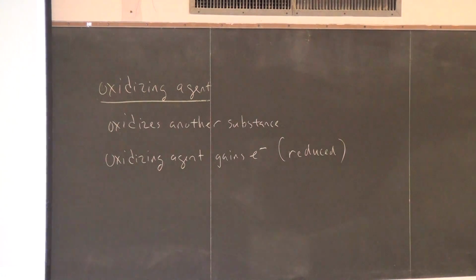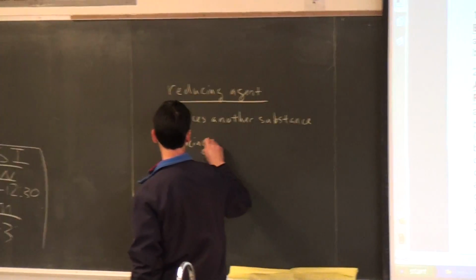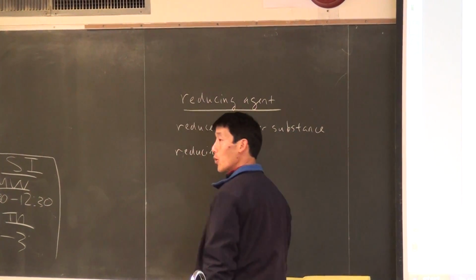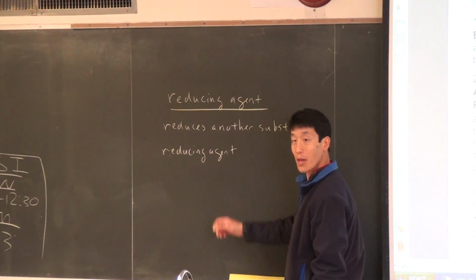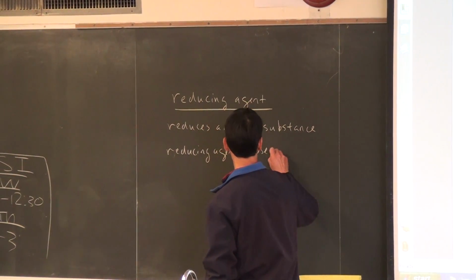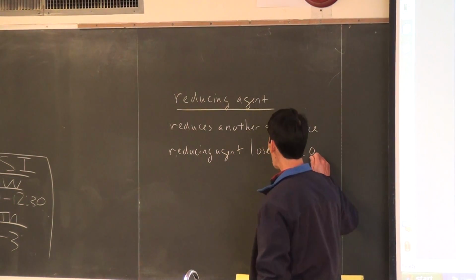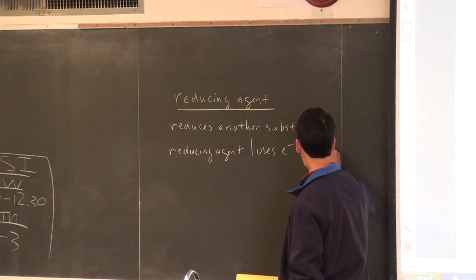And if we do the same thing for a reducing agent, a reducing agent reduces another substance. And the reducing agent, does it gain electrons or lose electrons? Yes, this loses electrons. And this means that the reducing agent itself is being oxidized.